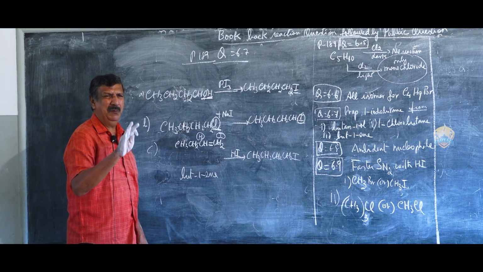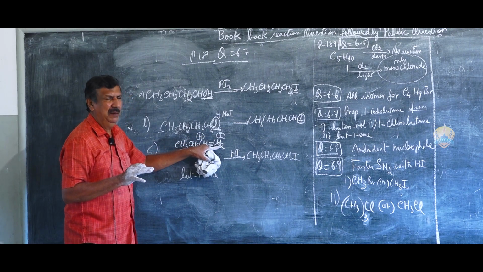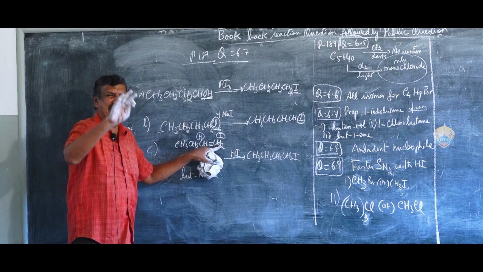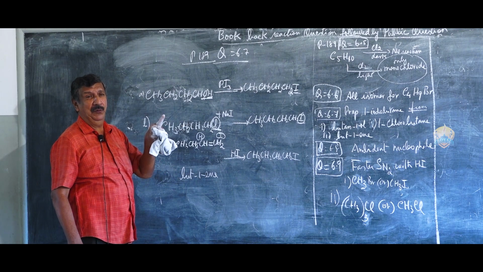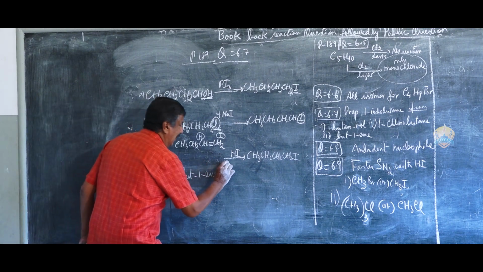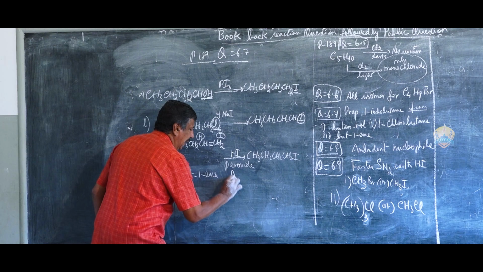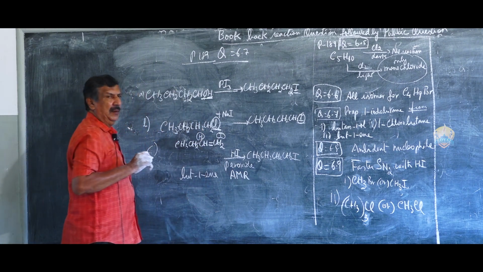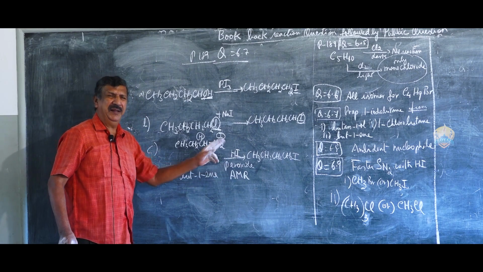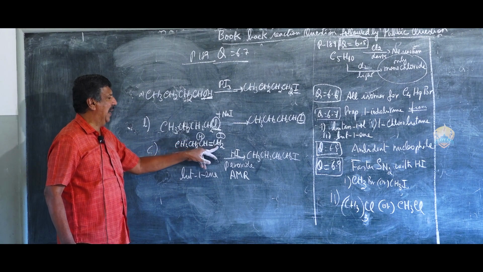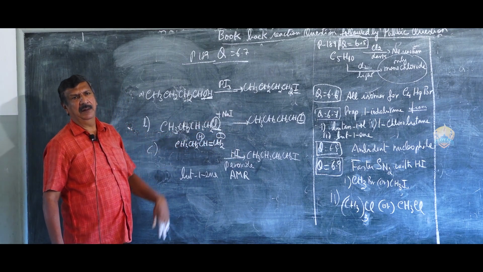but what is the problem here? When you add I to the carbon having more hydrogen, it is against Markovnikov rule. So, what should I do? You should add peroxide. That is anti-Markovnikov rule. You should not only add HI, you should add peroxide. In that case, H will join here, I will join here to form n-butyl iodide.